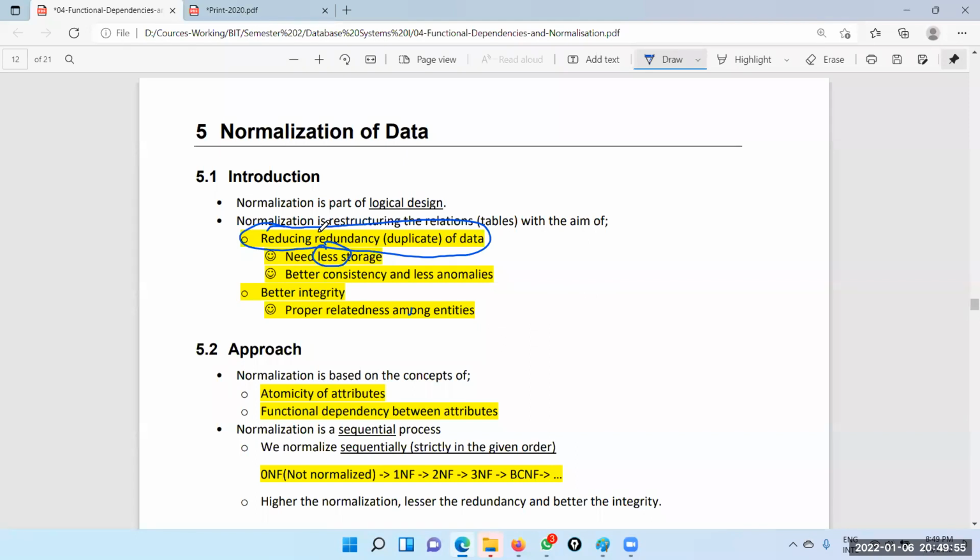Okay, that is correct. Why do you want to reduce the redundancy? When you reduce the redundancy, we need less storage, since duplicate storage is avoided. And also when you have less redundancy, it is more consistent, right?